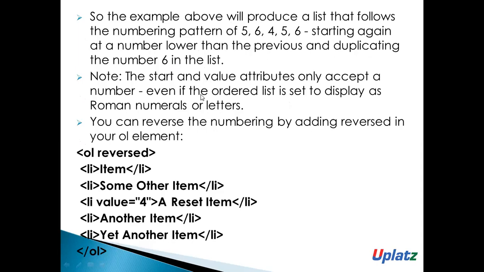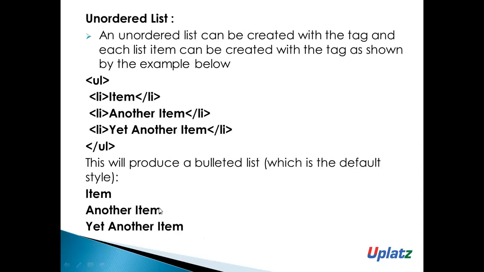The start and value attributes only accept a number, even if an ordered list is set to display Roman numerals or letters. You can reverse the numbering by adding the reversed attribute to your ordered list. So OL reversed, item, item, some other item, for value 4 resetting an item, another item, and like that.